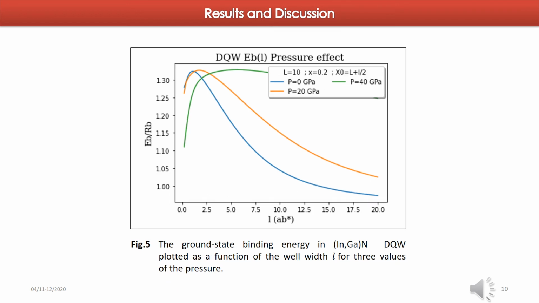In Figure 5, we plotted the ground state binding energy in the InGaN double quantum well as a function of the well width for three values of the pressure. First, we can see that the binding energy shows its maximum for a critical value of the well width. Also, for the pressure effect, when the pressure increases, the binding energy increases also.